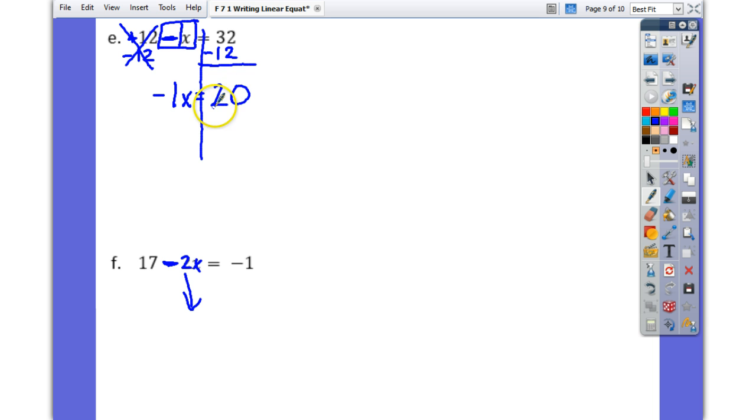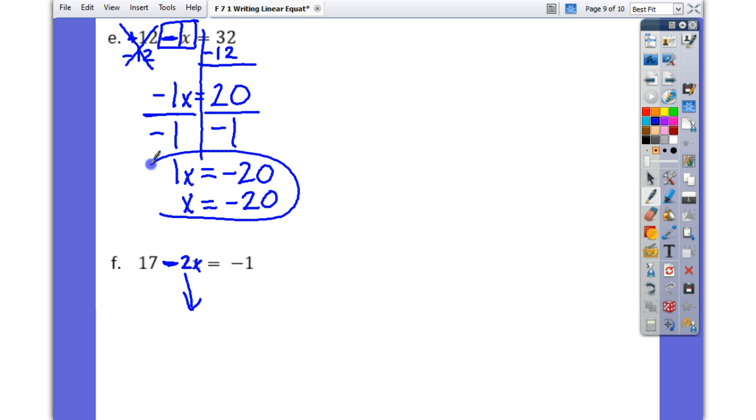Now we can never leave our answer with a negative variable, so how do I finish this final step right here? I divide both sides by what? The negative 1, because that makes it positive. Negative divided by a negative turns into a positive 1x. Equals, what's 20 divided by a negative 1? A negative 20. So, x equals a negative 20. 1x or just x, same thing. I'd accept either answer, they mean the same. Equal negative 20.